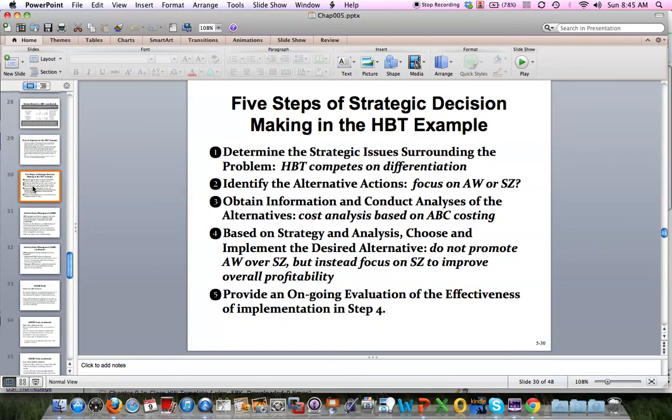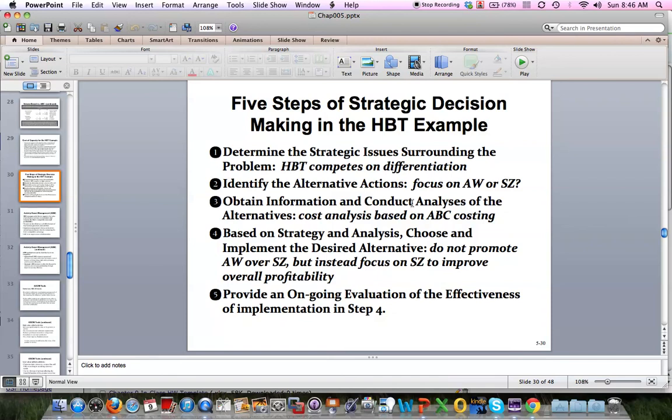Question 3, obtain information and conduct analysis of the alternatives. Okay, so what are some of the alternatives? The cost analysis based on ABC costing, of course, gave us a little bit better information. Okay, and so obviously the ABC numbers should be more relied on to make decisions. And so they know that SZ is more profitable based on the current pricing, and so lots of decisions could be made based on that.